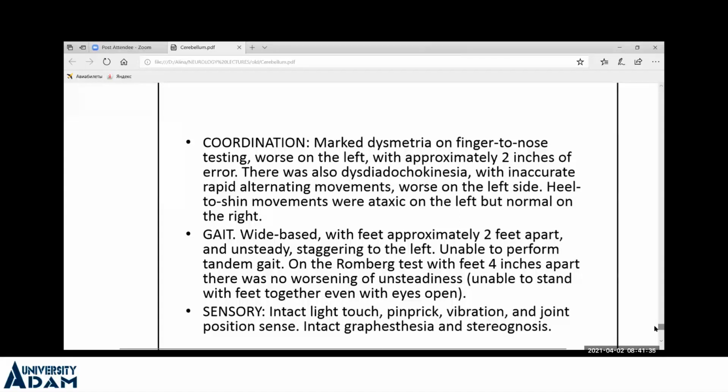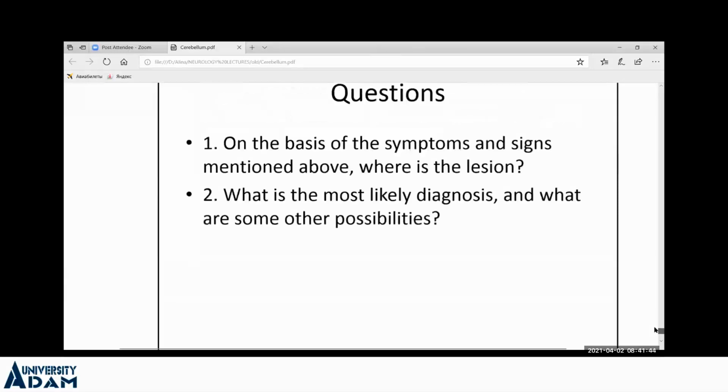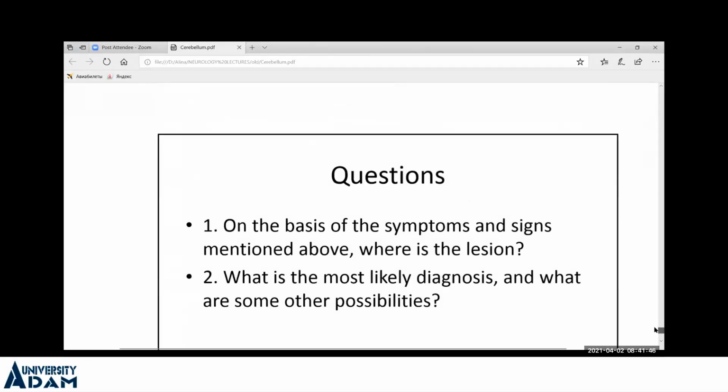So guys, as you can see in this case, the problem is in the cerebellum. So this is an infectious disease that, guys, so what do you think? On the basis of the symptoms and signs mentioned above, where is the lesion?